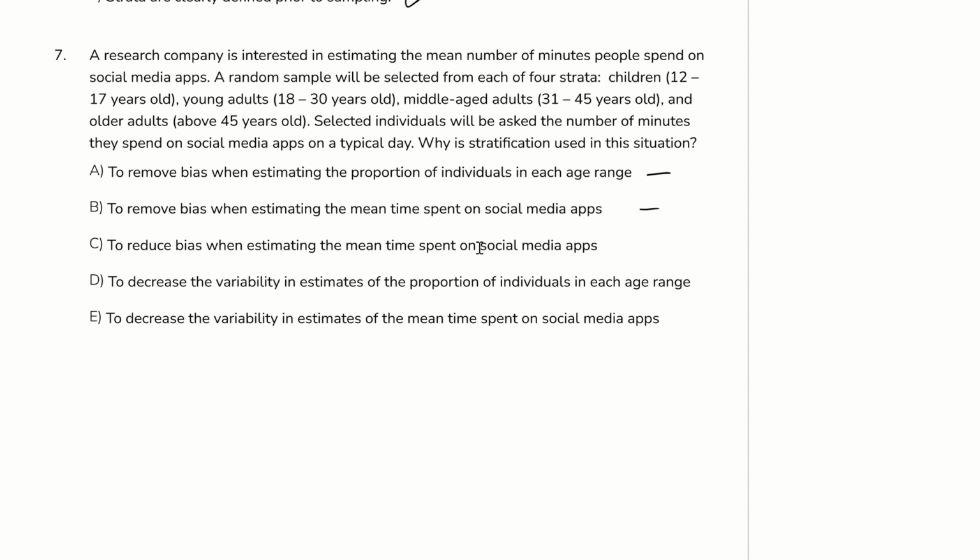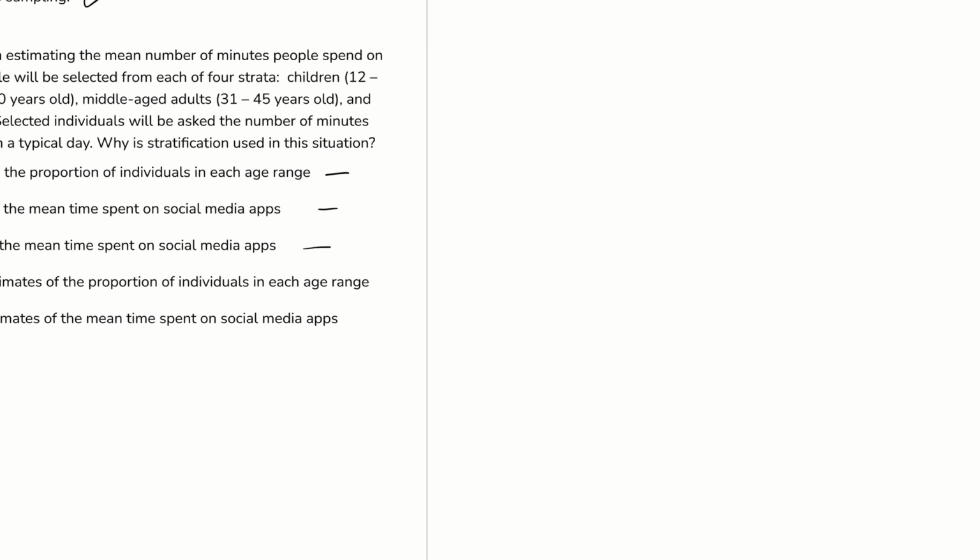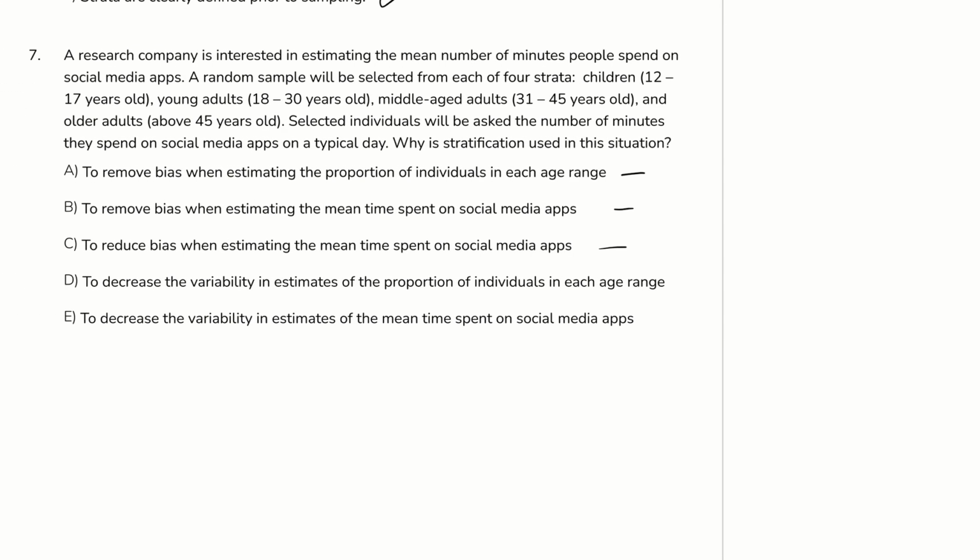To reduce bias when estimating the mean time spent on social media apps. Again, not to remove bias or reduce bias. That's not the intent of it. The intent of stratification is to reduce the variability, because remember, a simple random sample will also remove bias, right? It's not the reason why stratification is used, because a simple random sample removes or reduces bias. What we want is to decrease the variability of the mean time. And this is what we're looking for.